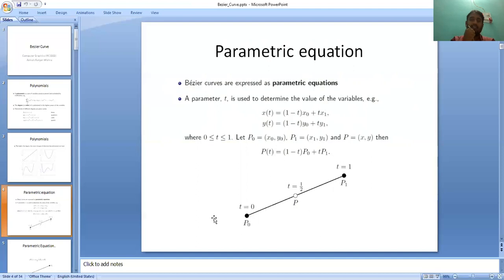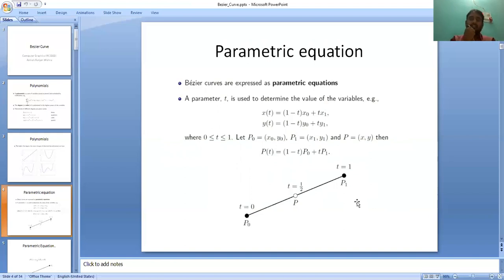So how can this be justified? How does this t justify this equation? When t is equal to 0, this will be 0 and this will be 0. So this term will be completely 0. Again, this term will be completely 0, and here will only be x0 and y0. So x has the full contribution of x0 and y has the full contribution of y0. There is no contribution of x1 here.